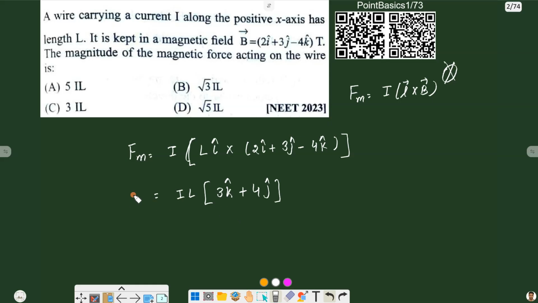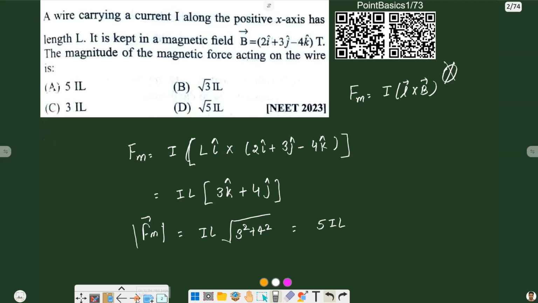Now this is the vector form of the force. If we find the magnitude, the magnitude will be IL into the square root of 3 square plus 4 square. So that will be 5IL. Option A will be the right answer here.